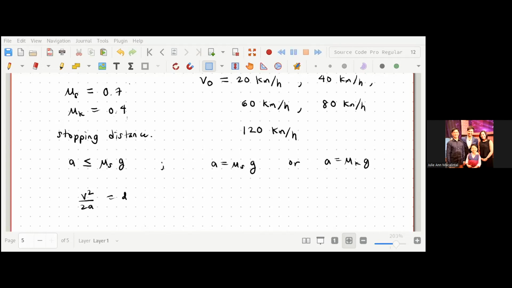You can use a formula in the spreadsheet. Over 2a. A is equal to mu sg, mu kg. Times 0.7 times... sorry, those are not skid and no skid values; that's wet and dry. So that's 20, 40, 60, 80. Include the 100 too. Since it's a spreadsheet, it's easy to compute.